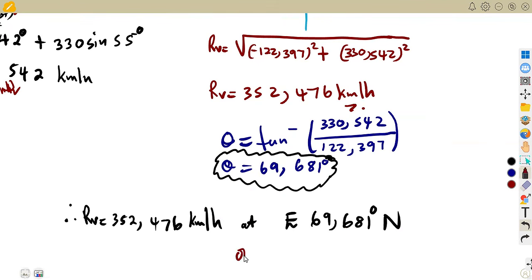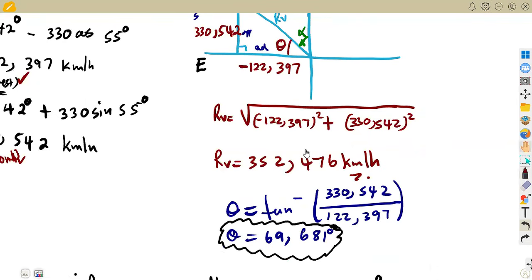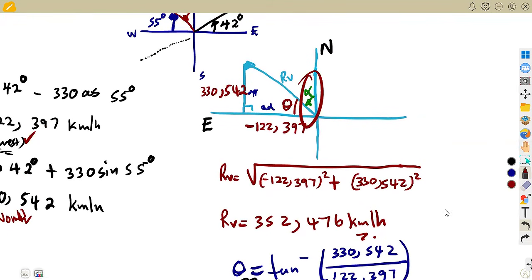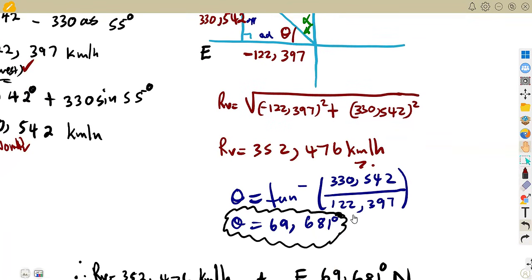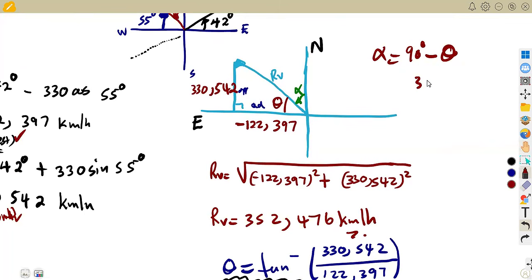All right. Or we could have referred this in terms of alpha. This is our alpha here. Representing in terms of alpha, it is going to be 90 degrees minus theta to obtain alpha. All right? Which is 90 degrees minus the angle that we got here of 69,681. You're going to obtain something like 20,319 degrees. But in terms of alpha now, the direction is going to change because you are moving from the north in this direction, going where?